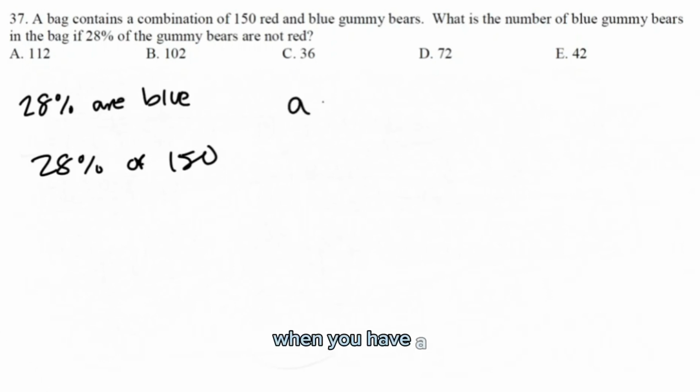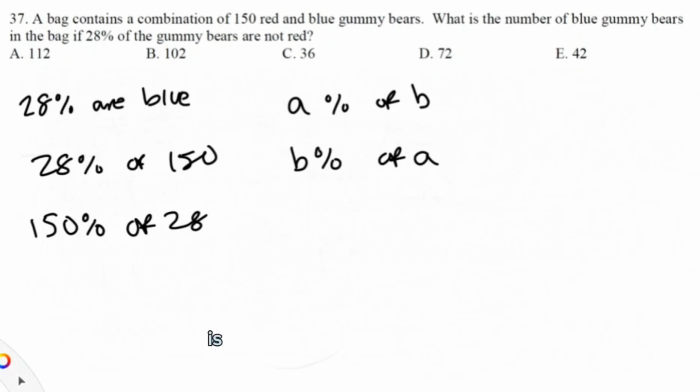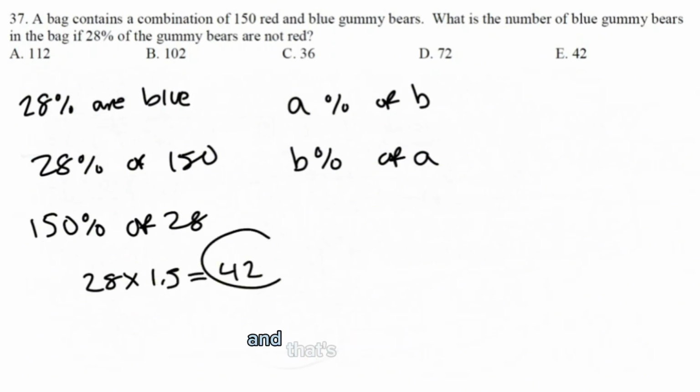When you have a percent of b, that's the same thing as b percent of a, which means instead of finding 28% of 150, we can find 150% of 28. And the reason that's easier is 150% is the same thing as multiplying the number by 1.5. So 28 times 1.5. That gets us 42, and that's your answer.